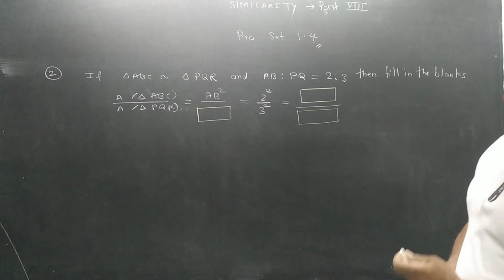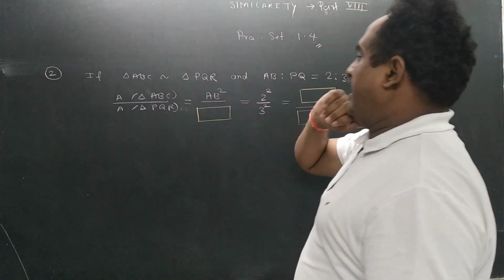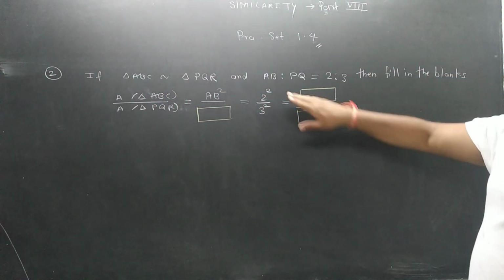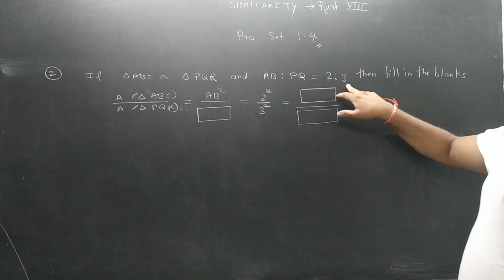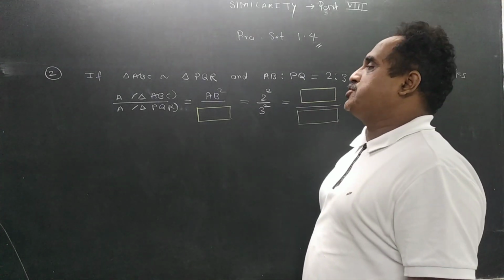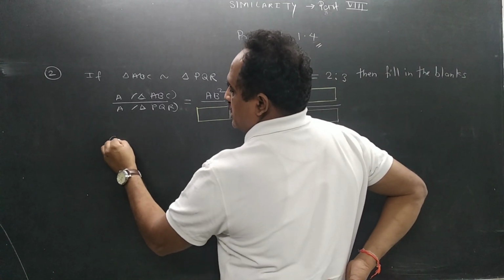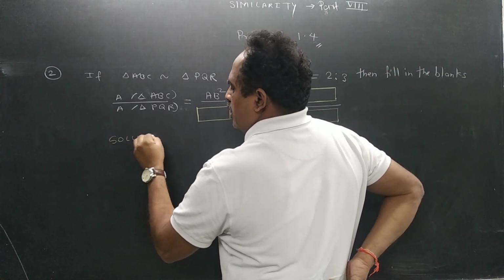Now this is the second question. They have given that triangle ABC is similar to triangle PQR and AB is to PQ is equal to 2 is to 3. Then fill in the blanks. So this is the question. They will ask this type of questions. So what you are going to write is solution.